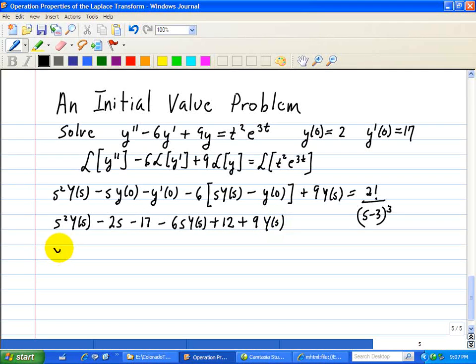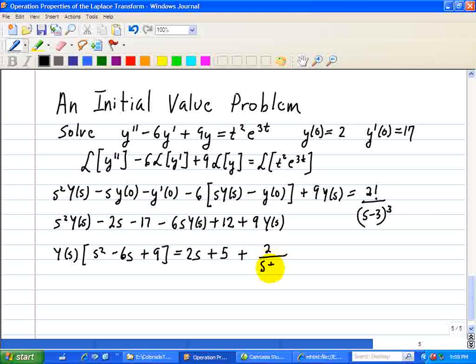We'll factor out the Y of s, and we'll put the initial conditions on the other side. So that's s squared minus 6s plus 9. And on the other side we have 2s, negative 17 plus 12 is equal to negative 5, and putting it on the other side makes plus 5. And then we don't forget this one, 2 factorial is just 2 over s minus 3 squared.